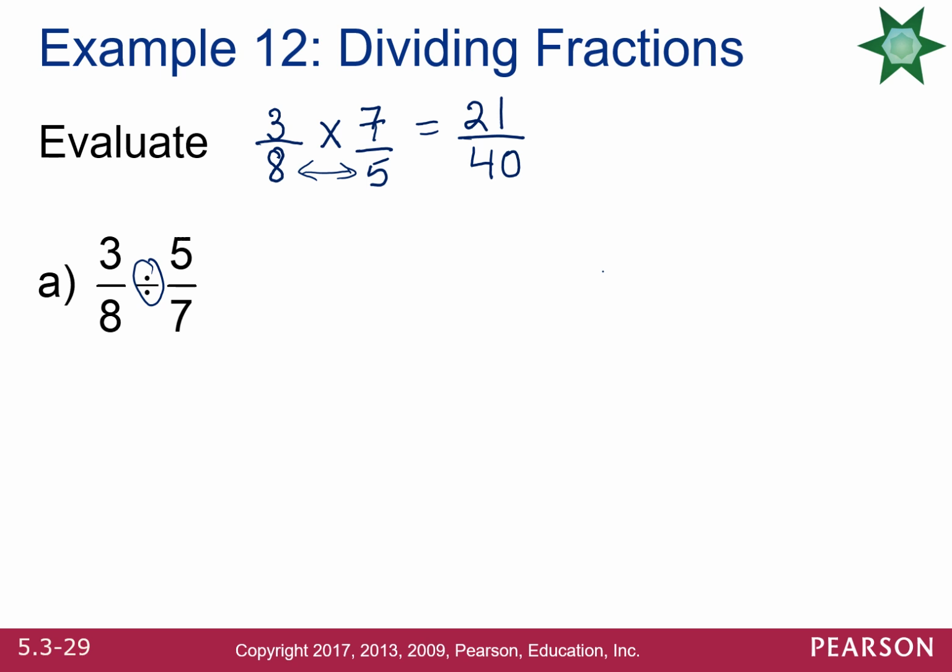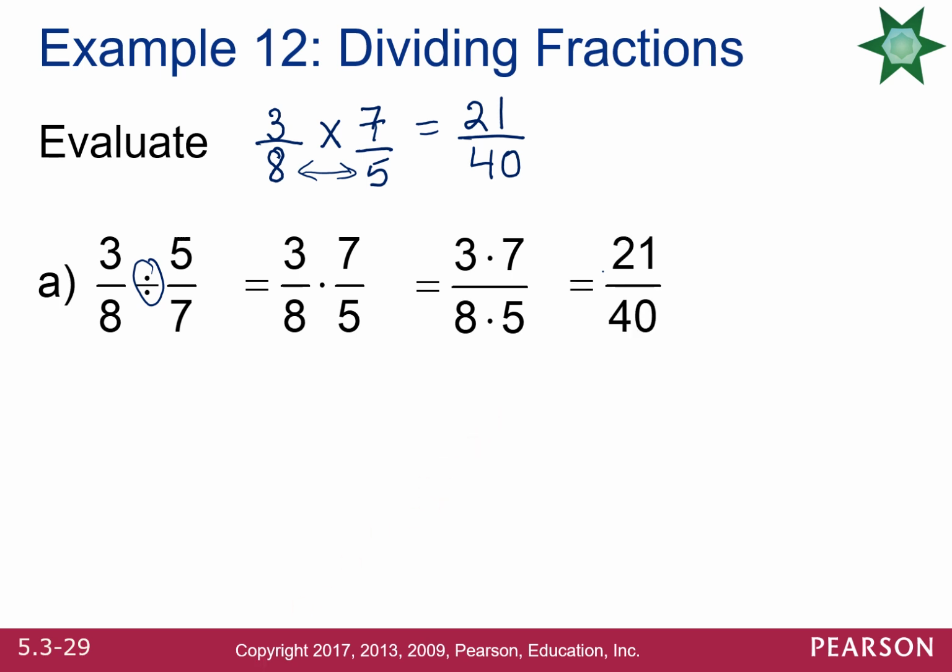So let's see how they work this out. They have 3 eighths, which is as is. And then they change the division to a multiplication, and they flip the numerator and denominator just as we did, 7 over 5, for a result of, okay, so something is wrong here, but let's just continue. So we end up with 21 over 40, which is whatever we got when we performed the division.